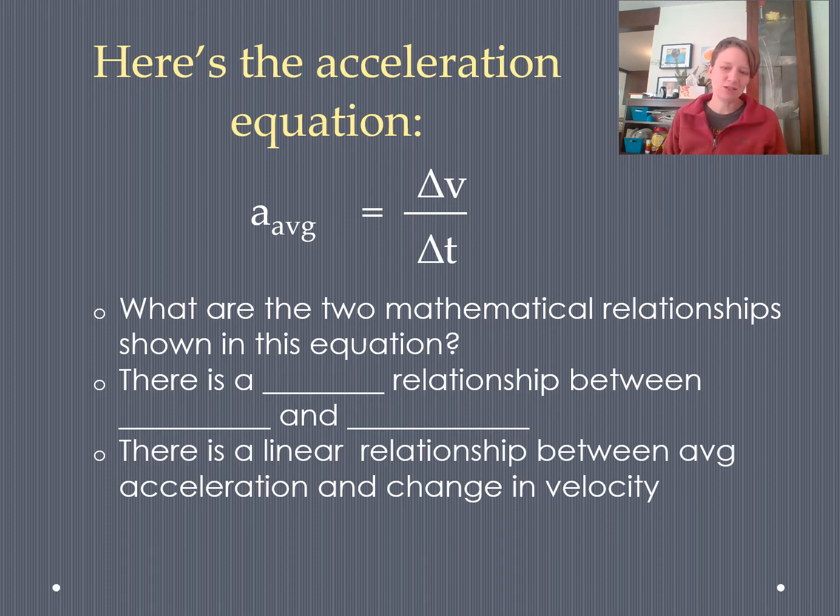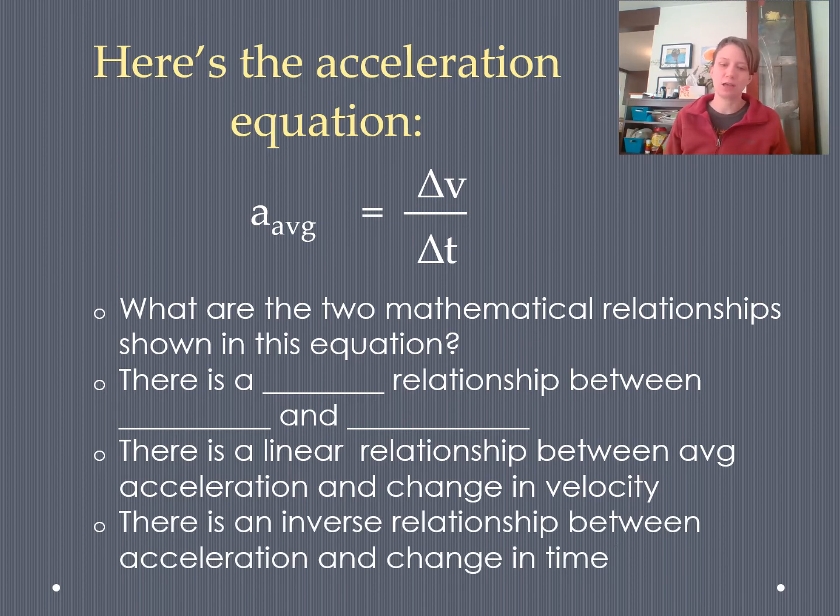If you did this, you should have realized that there is a linear relationship between average acceleration and change in velocity, because change in velocity is on the numerator, or the top of that fraction. That shows it's linear with the dependent variable on the other side. And we should have realized that there was an inverse relationship between average acceleration and delta t, because delta t is on the denominator of that fraction, showing an inverse relationship. So hopefully you were able to take that equation and break it into the relationships.